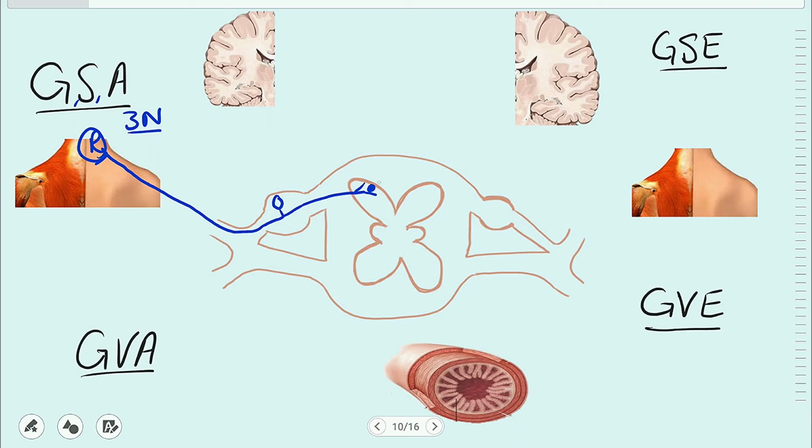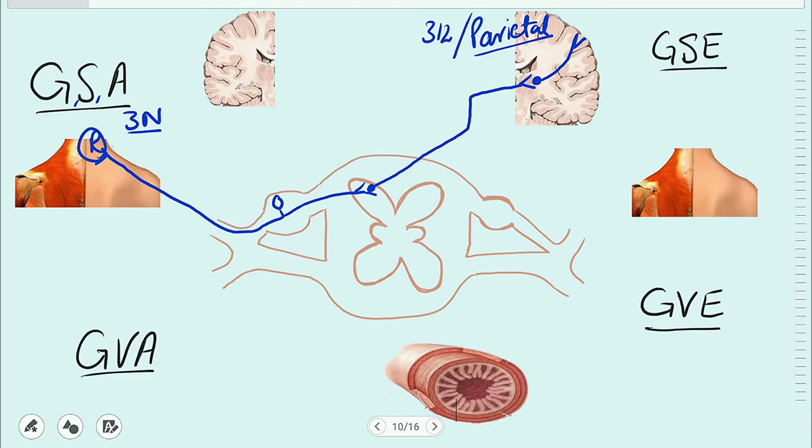Here it will synapse with the second order neuron, and now the second order neuron will cross to the opposite side, ascend and reach the thalamus. Here it will synapse with the third order neuron, and the third order neuron will ascend and reach the destination, which is the parietal lobe of the cerebral hemisphere. This parietal lobe area is also named the Brodmann area 3-1-2.